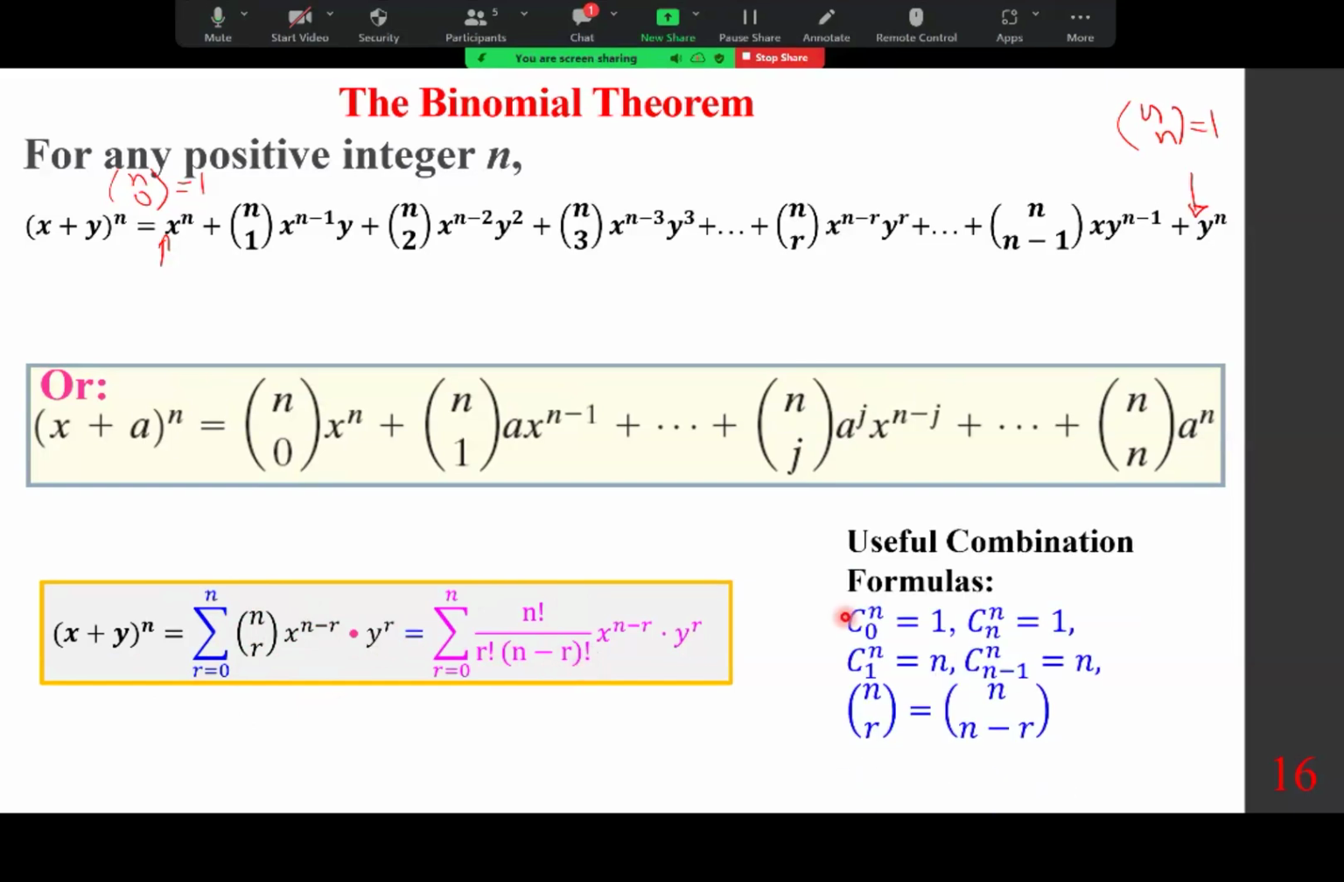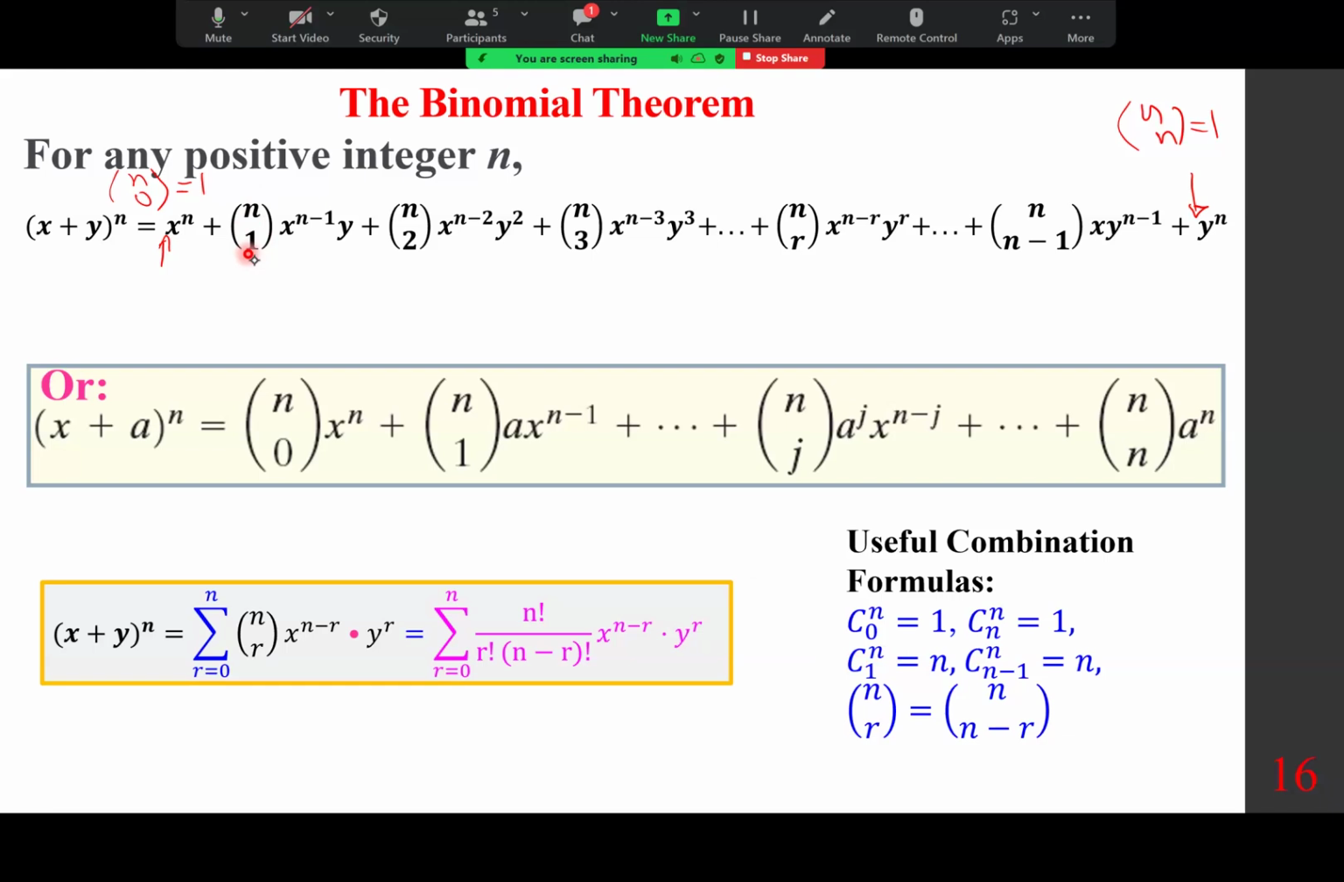And again, why am I giving you these useful combination formulas? Because when you want to do the expansion for the binomial theorem, that comes in handy. For example, this one is 1, you don't have to worry about it. This one is 1, you don't have to worry about it. Now, this one, n choose 1, this becomes n. You don't have to do it again.